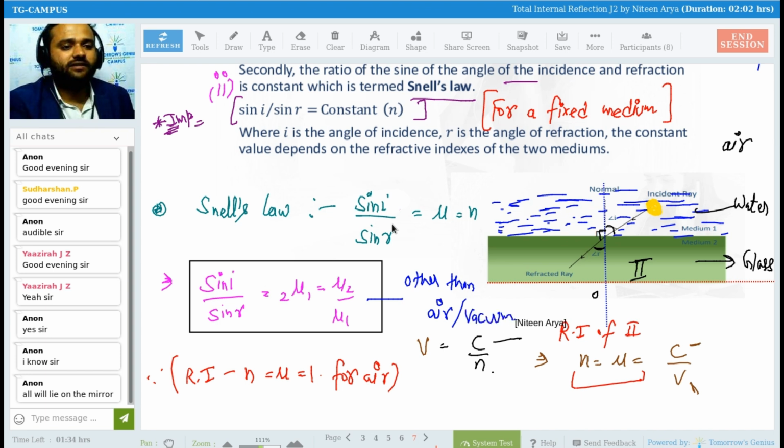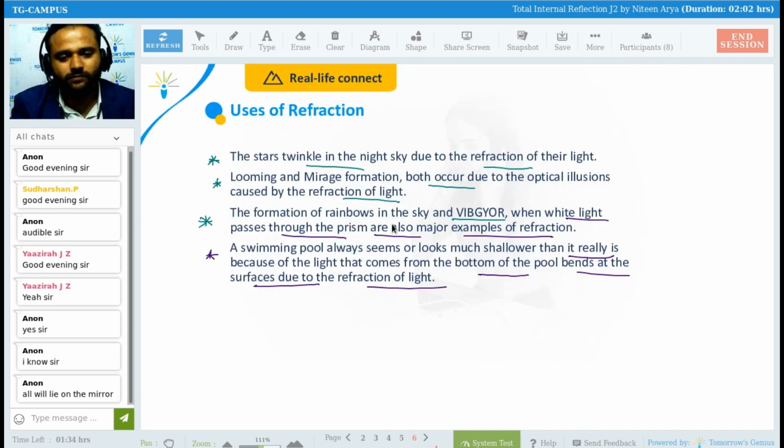Clear? Is this clear everyone? So it means simply, if the light ray is passing from air to any particular medium, then mu or n, the refractive index, is the speed of light in air divided by the speed of light in that particular medium. If it is going from water to glass, glass to water, water to kerosene oil, or any other media, water to diamond maybe, then it is going to be in this way. Clear everyone? Good.